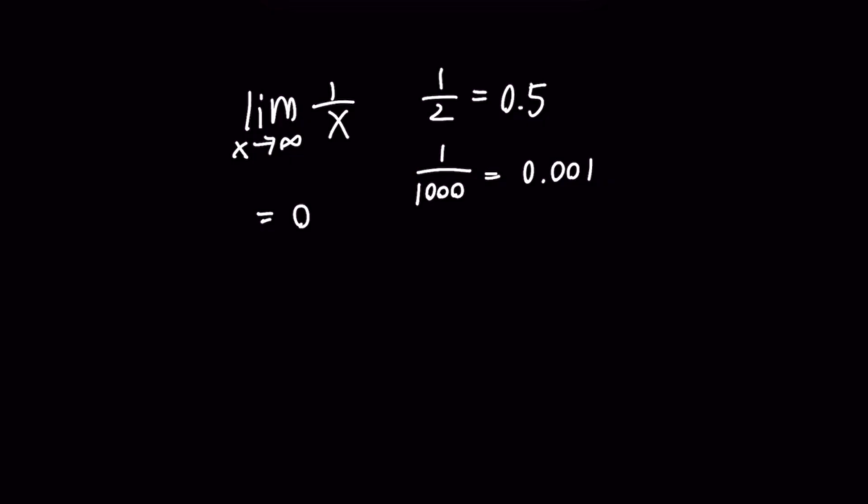And if you want a graph approach, 1 over x kind of looks like this. You see, as x approaches infinity, it goes here infinitely. The y value is going down and down, but it's never going to touch 0. It's just getting closer to 0. Okay, let's do this one.